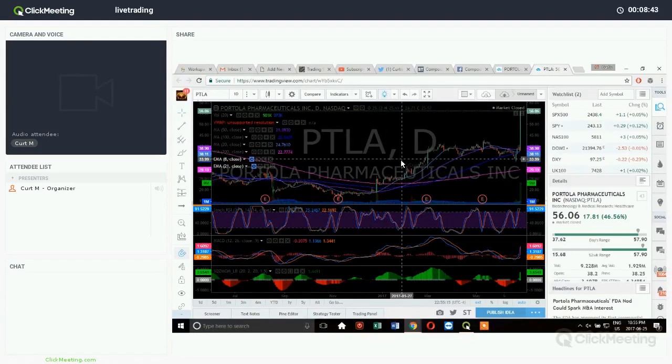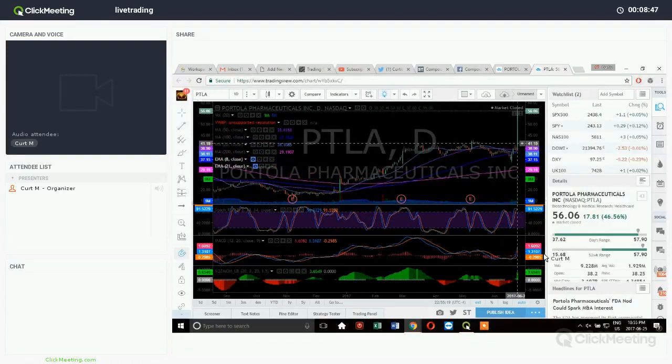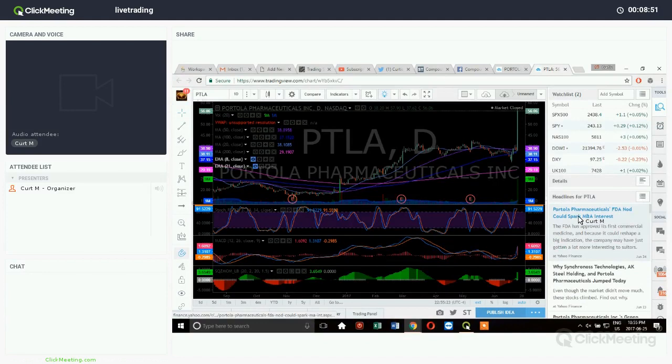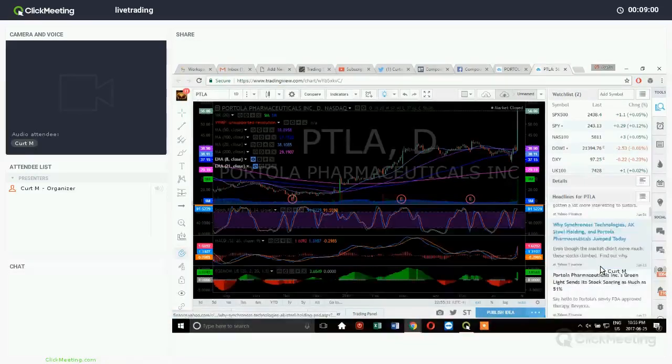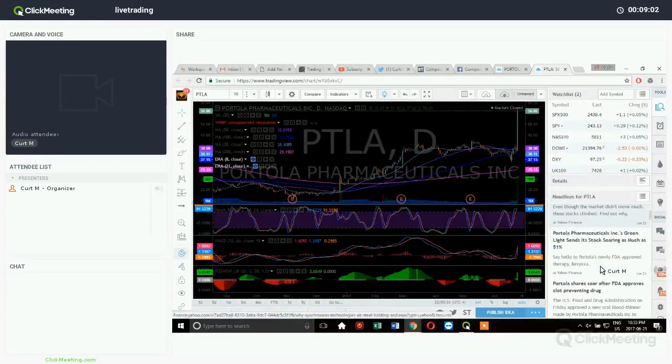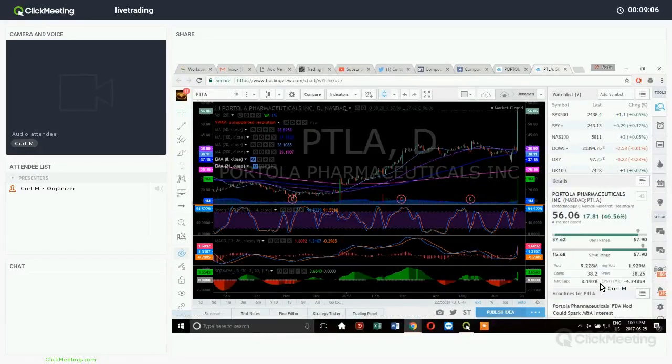Now it's a matter of, okay, where is it in its cycle? Now, for some reason, it's up 46%. Let's take a look at the news. So it looks like it had news. And so I would research that news, do a little bit of fundamental, but the reality is that fundamentals are late to the game. The charting knows before the fundamentals will tell you.